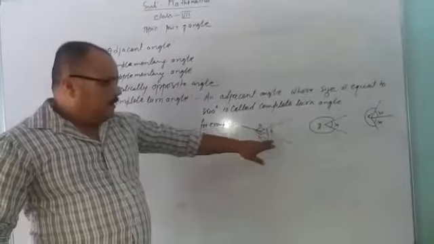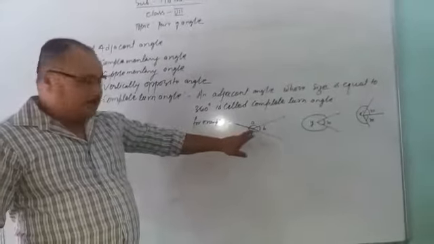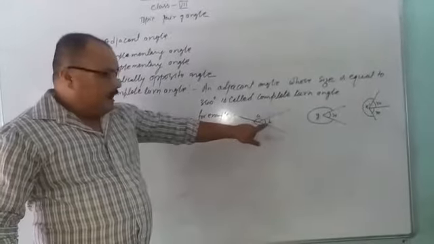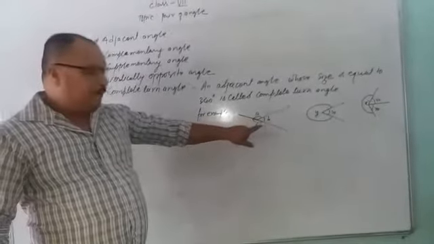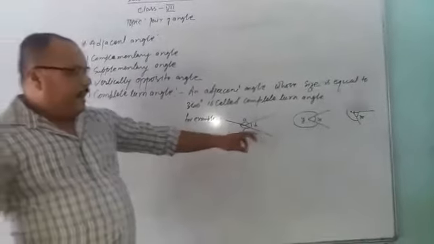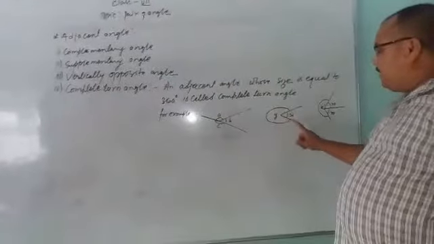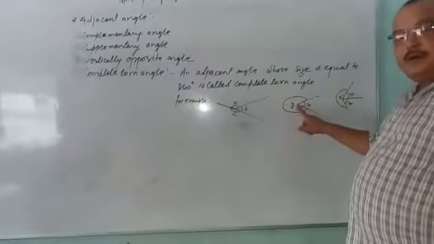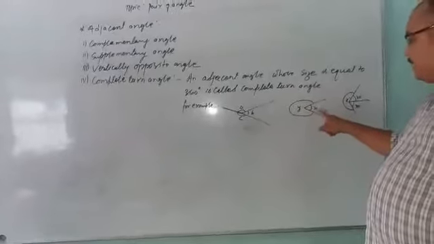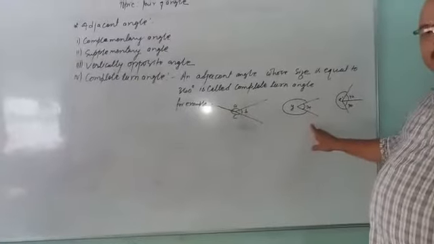Look at here. In this figure, three angles are formed in a common vertex: angle A, angle B, angle C. If we sum these three angles, it is equal to 360 degrees. And here, my dear friends, it is also a complete turn angle, because it has two angles, one is this, another is this. x plus y is equal to 360 degrees.